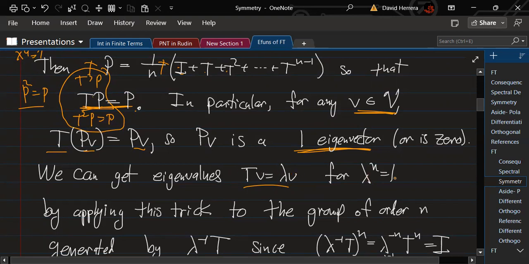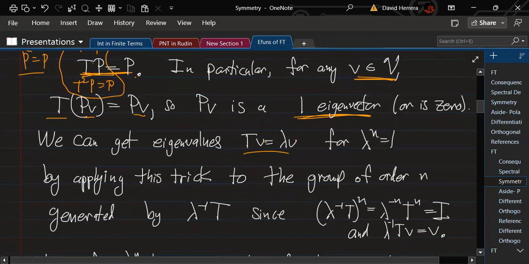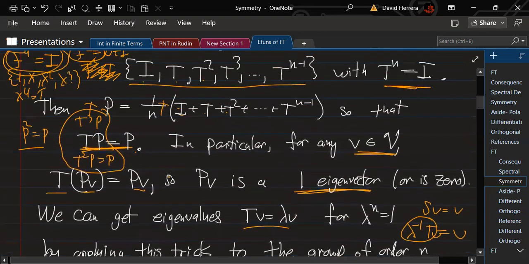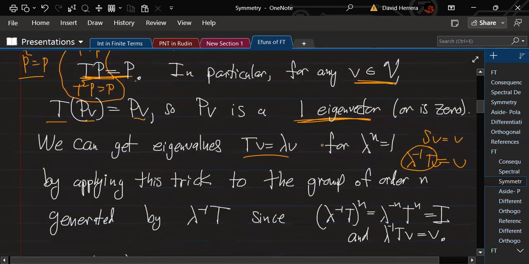So if we have lambda to the n is 1, so lambda is non-zero, what we can do is divide by lambda. Lambda inverse T times v is v. So now, if this is a new operator, say Sv is v, this becomes a new problem with eigenvalue 1, just like the kind of problem we're looking at. So we're going to apply this trick, so to speak, to this operator.